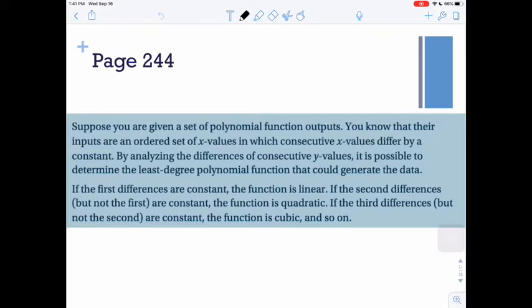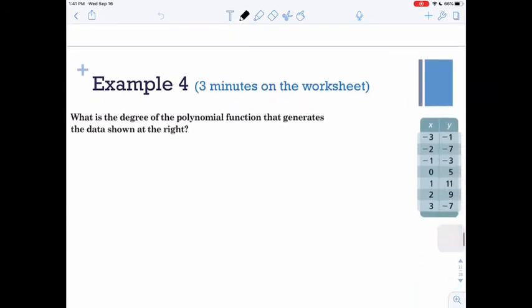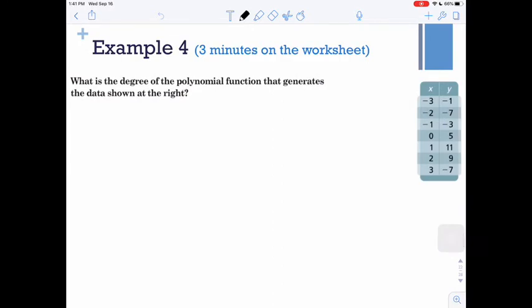If the first differences are constant, the function is linear. If the second differences, but not the first, are constant, the function is quadratic. If the third differences, but not the second, are constant, the function is cubic, and so on. So example 4 says, what is the degree of the polynomial function that generates the data shown at the right?